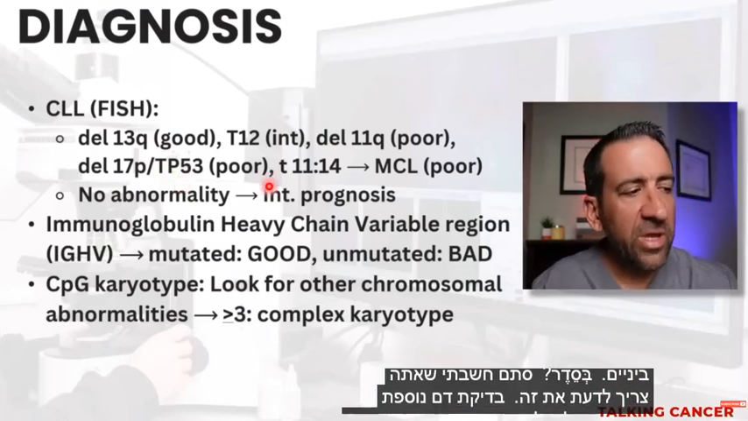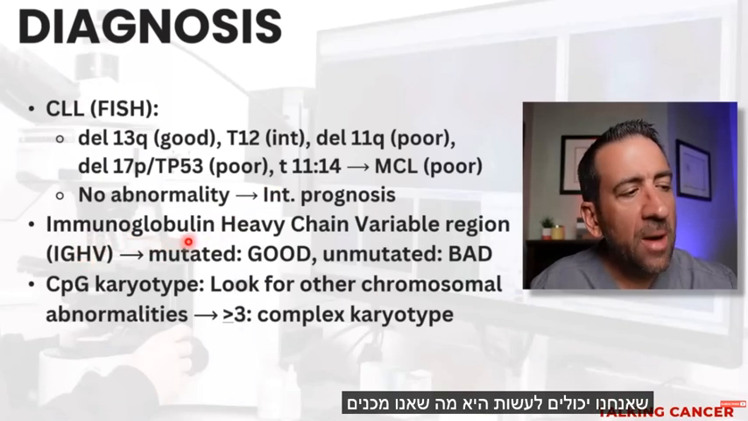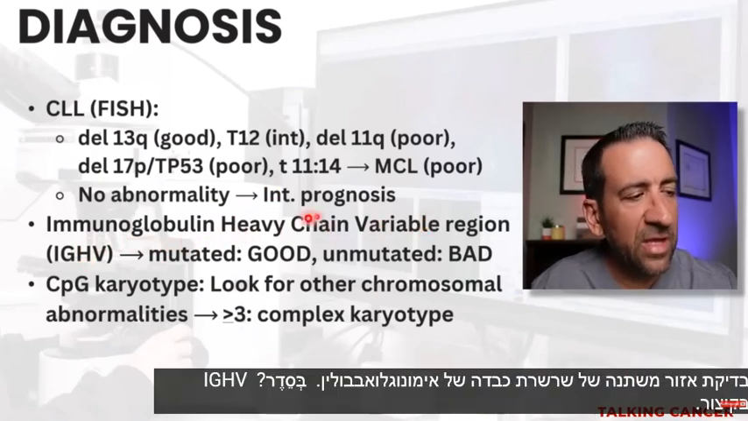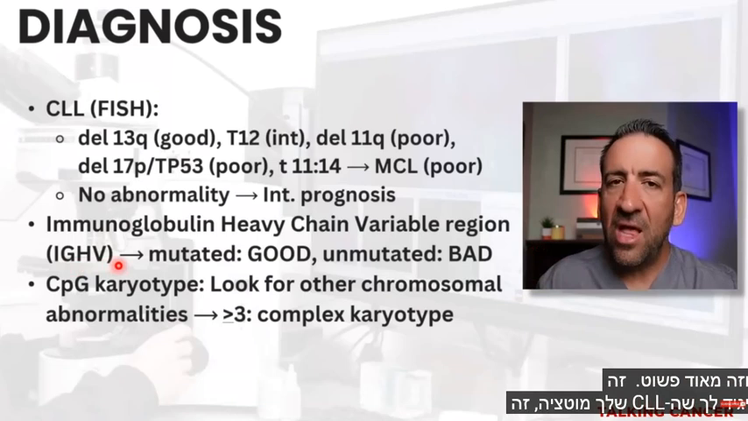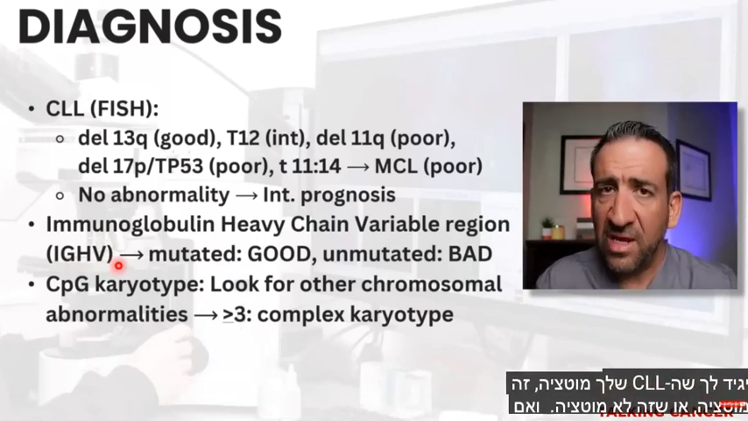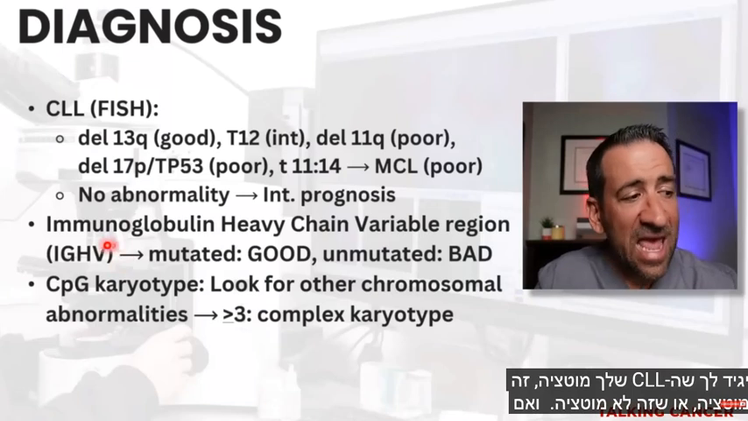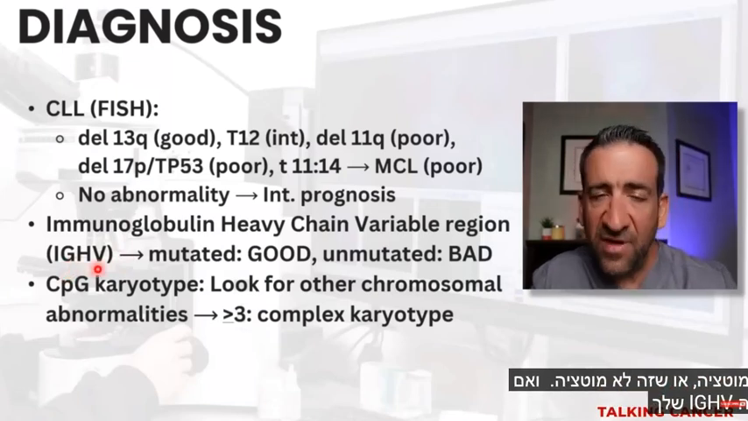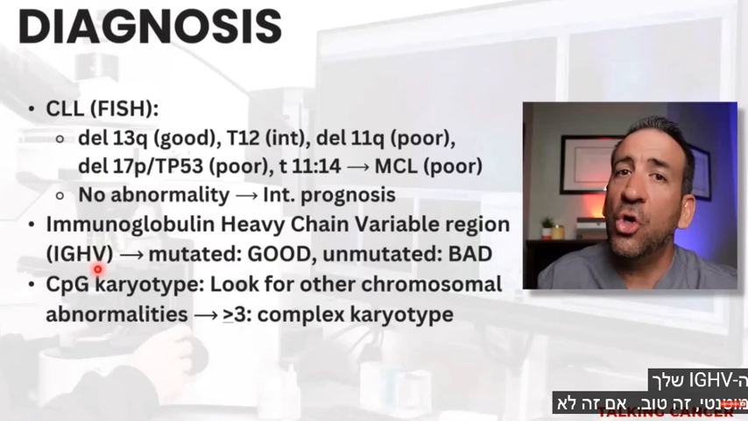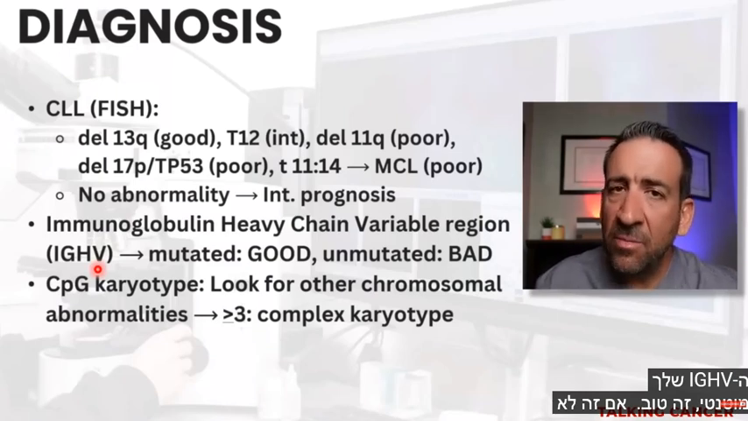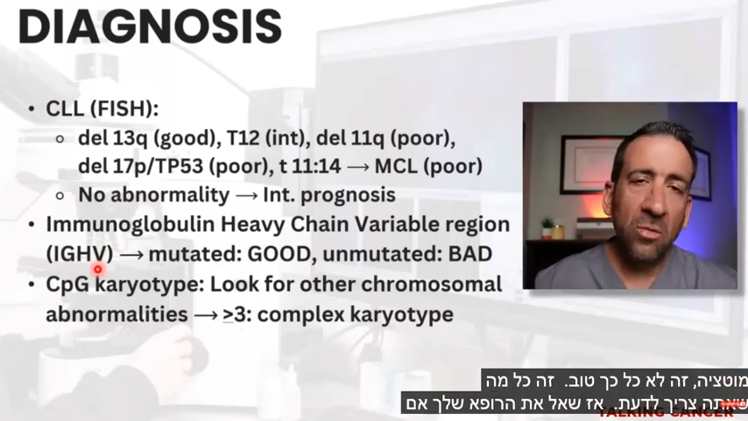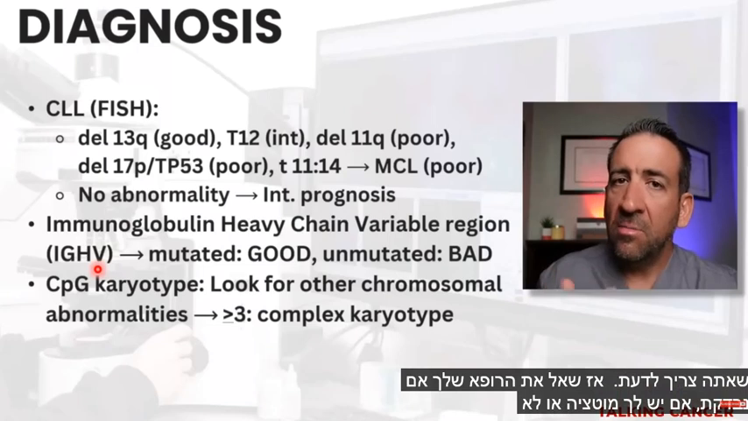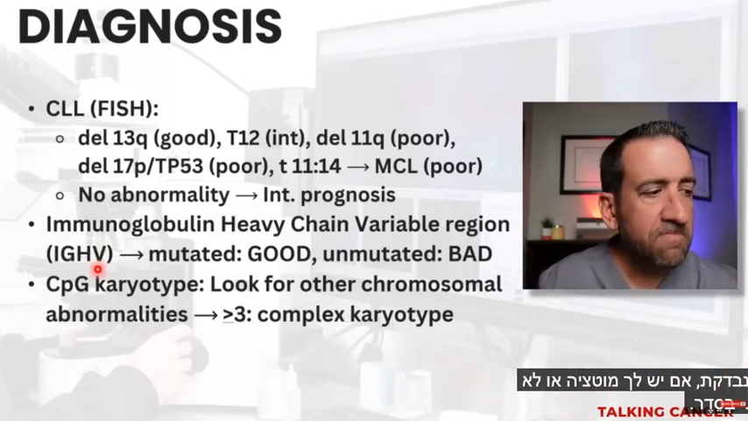Another blood test that we can do is what we call immunoglobulin heavy chain variable region testing, okay? IGHV for short. And it's very simple. It's either going to tell you your CLL is mutated, or it's not mutated. And if your IGHV is mutated, that is good. If it's not mutated, it's not as good. That's all you need to know. So ask your doctor if you've been tested, mutated, or not mutated, okay?